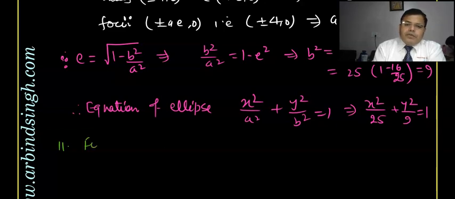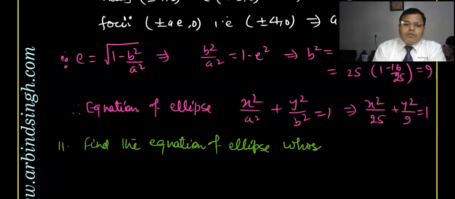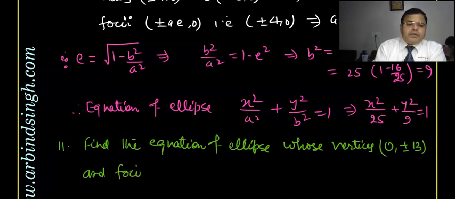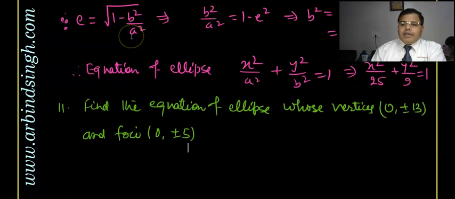And this also, find the equation of ellipse whose vertices is 0 plus minus 13 and foci is 0 plus minus 5. Now we can write it, since vertices and foci all lie along the y-axis.